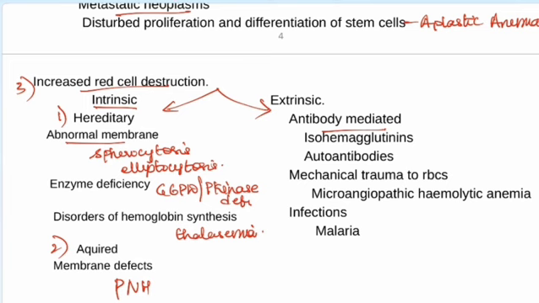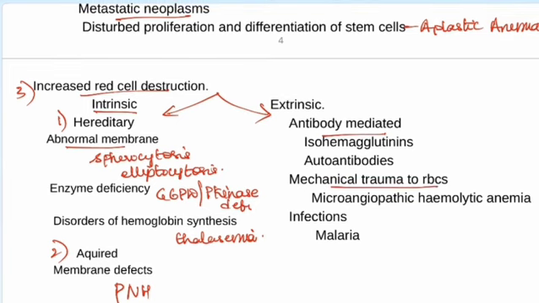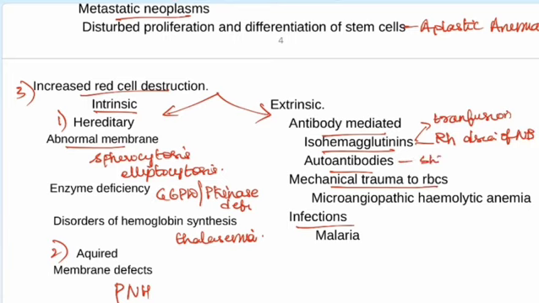Under extrinsic, it is antibody mediated, mechanical trauma to RBCs, and infections. Antibody mediated: isohemagglutinins and autoantibodies. Isohemagglutinins are seen in transfusion reaction and Rh disease of newborn. Autoantibody diseases like systemic lupus erythematosus, drug-induced and idiopathic. Mechanical trauma to RBCs: microangiopathic hemolytic anemia due to DIC. Infections due to malaria. Done.